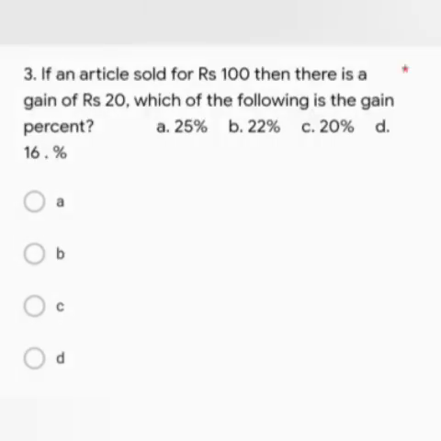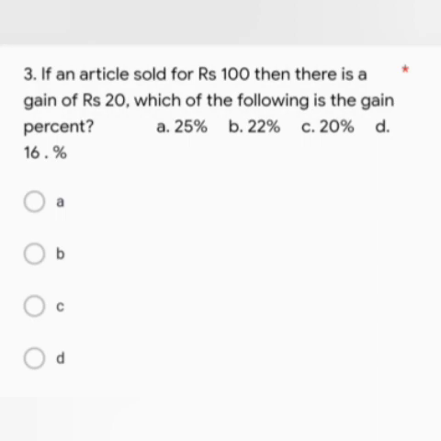Now let us see the third question. If an article sold for rupees 100, then there is a gain of rupees 20. Which of the following is the gain percent? Now see here. Article is sold for 100 and gain is 20. That means it was bought at less amount. How much amount was it bought for? CP was 100 minus 20.